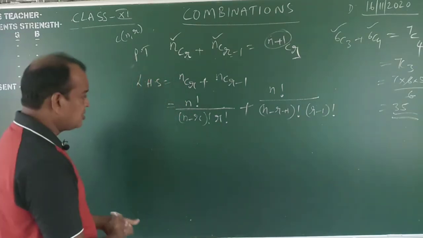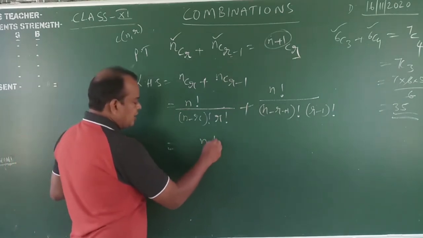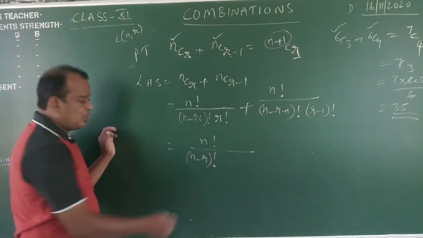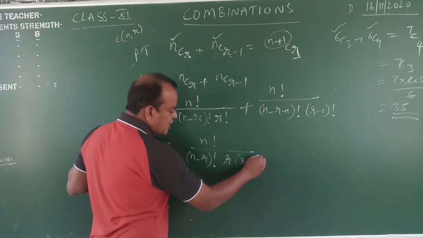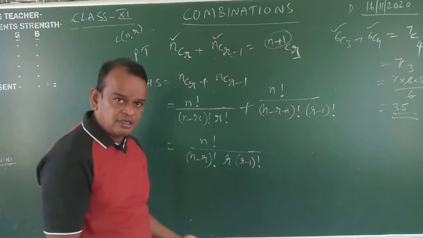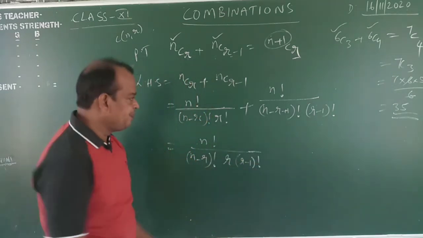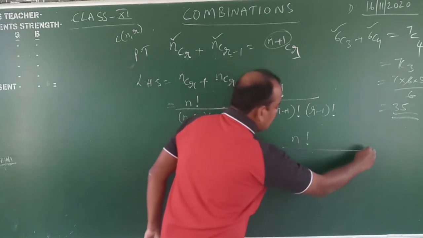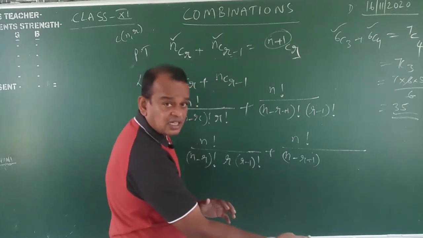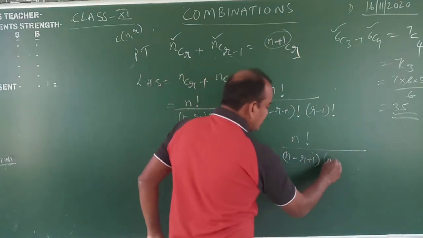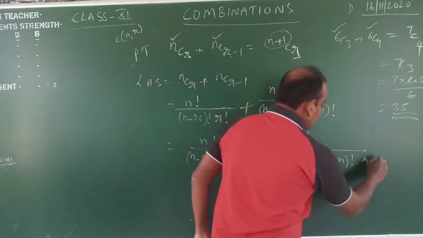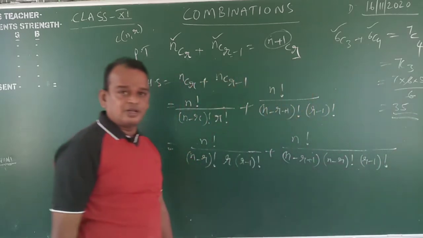Okay, hope that you understood. Now here, n factorial by n minus r factorial into r factorial, which I will write as r into r minus 1 factorial, just like 4 factorial means 4 into 3 factorial. Since r minus 1 is there, that is why I am writing it here. Plus n factorial by n minus r plus 1 into n minus r factorial into r minus 1 factorial. I hope that you understood.